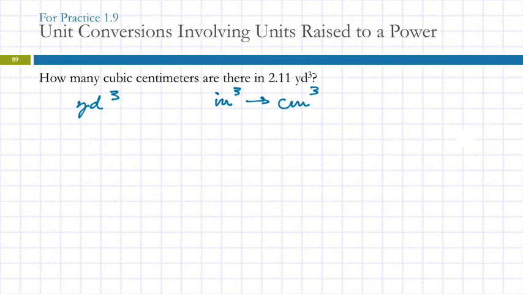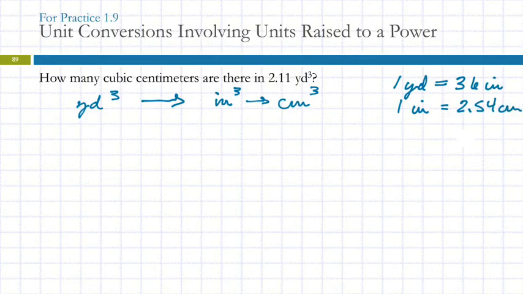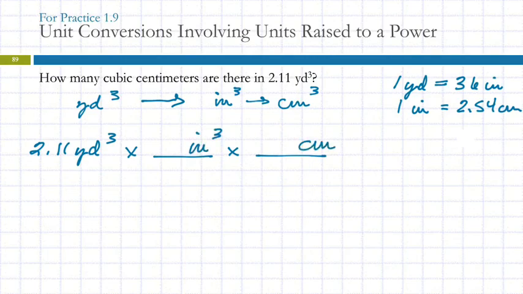Let's say now that I remember that there's 36 inches in a yard. Then I can do the yards to inches directly. So the relationships I'm using over here are 1 yard equals 36 inches, and 1 inch is 2.54 centimeters. I've got two arrows, so I'm going to do two fractions here. 2.11 yards cubed times, in a line, times, in a line: yards cubed, inches cubed, centimeters cubed. Yards cubed down here, those cancel out. Inches cubed down here, those cancel out.